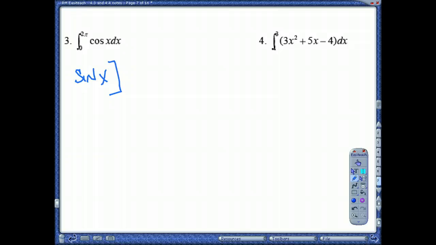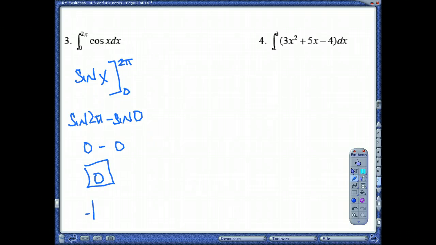So cosine, the integral of that is the sine. We're going to take that from 2 pi to 0. So I'm going to have the sine of 2 pi minus the sine of 0. Well, the sine of 2 pi is 0. The sine of 0 is 0. I get 0. Huh. That's kind of weird. Well, not really so weird if you think about your graph of sine. Sine starts at 0, goes up to 1, the top of its amplitude, 0, down, 0.